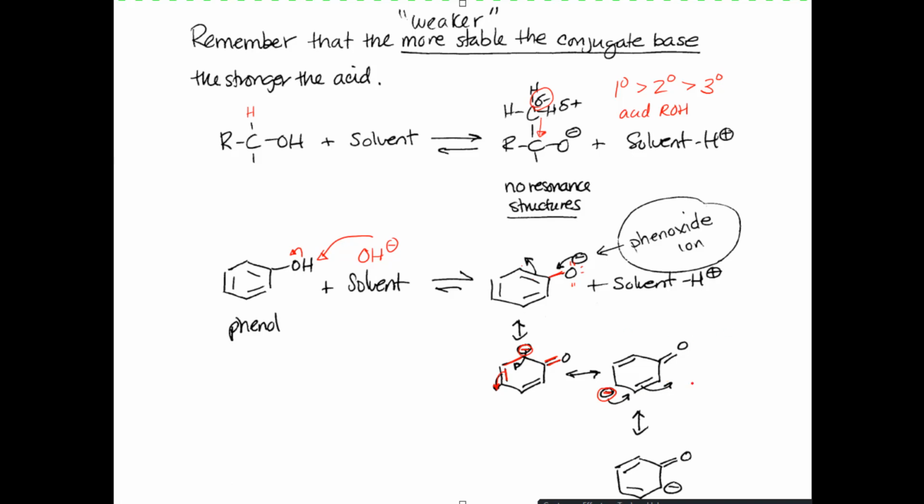So in this case, what I have is 3 basically extra resonance structures. And those 3 extra resonance structures then cause this anion to be a little bit more stable than an alkyl alkoxide. And that pushes the equilibrium to the right, making the phenol a stronger acid. So that's why phenoxides can be formed with hydroxide as well as all the other strong bases.